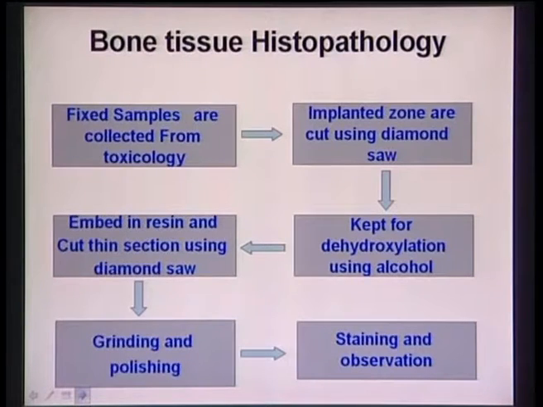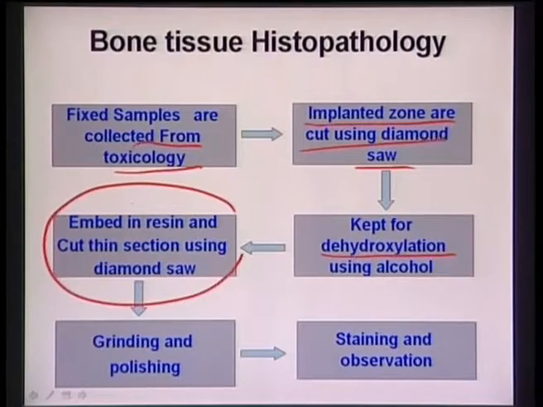Now, how is this bone tissue histopathology carried out in real life? You first have to fix the samples in the toxicological lab, then the implanted zone is cut using a diamond saw. Then you have to do the dehydration using alcohol, that means serial dilution using alcohol, to get rid of all the absorbed water molecules. Then you embed it in resin, and then you cut the cross section using the diamond saw.